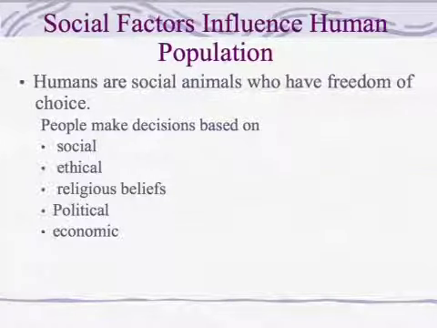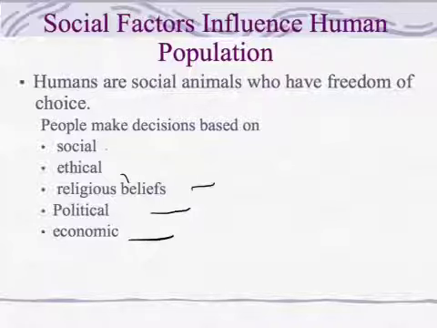So there are factors that influence human population, and this can be social factors. Humans are social animals and have the freedom of choice. So here are some reasons why: decisions are based upon social, ethical, religious beliefs, political, economic, for why people choose to have children or not.